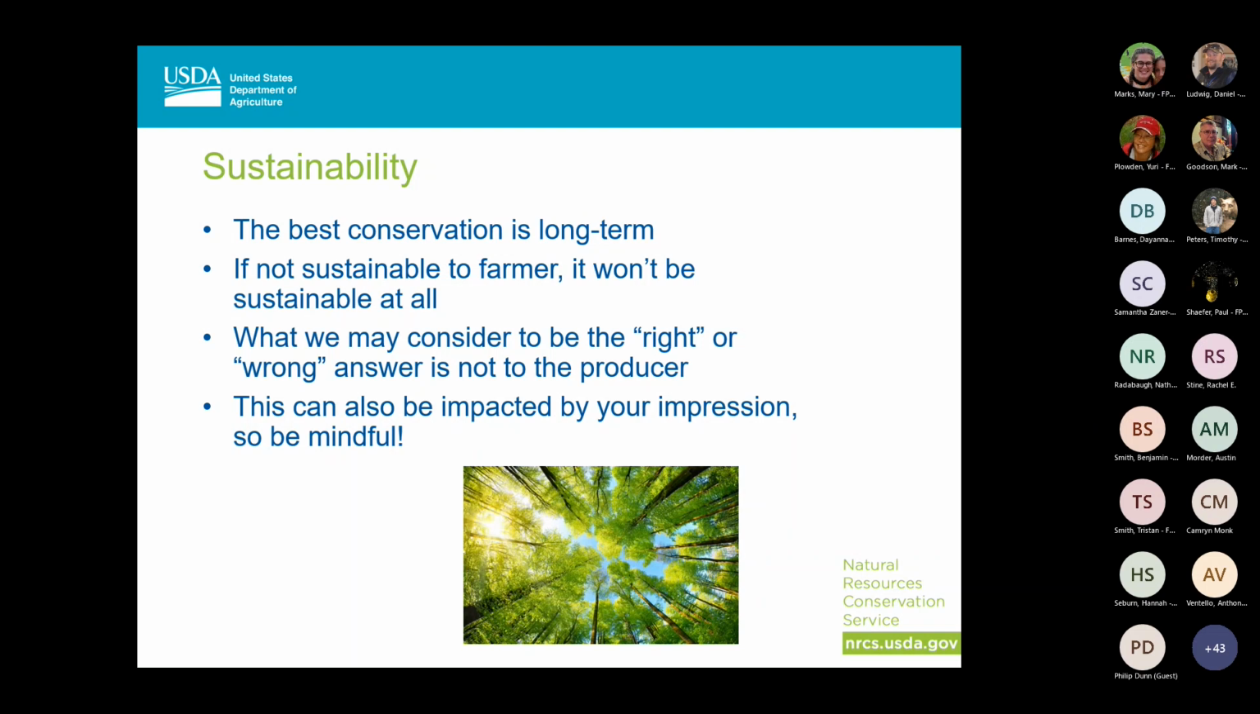And remembering that what we may consider to be the right or wrong answer is not always that for the producer. So we can't tell them what to do. We can't tell them anything that they are not going to agree with. So really making sure that we consider that. And then making sure that we realize that our impression also does impact how they make their decisions with conservation. So just watching what we can control and hopefully making their conservation last.